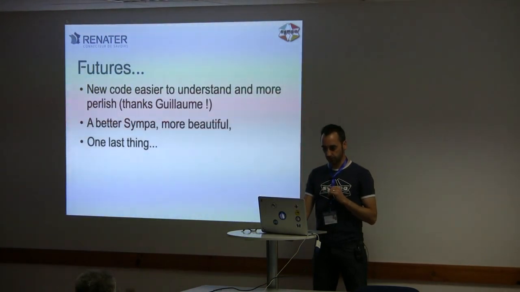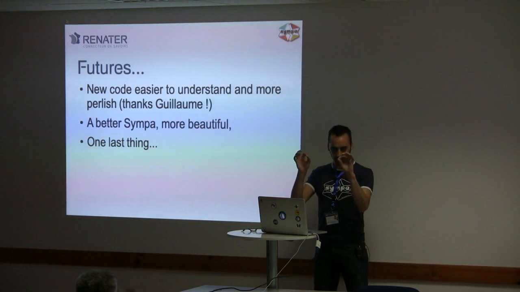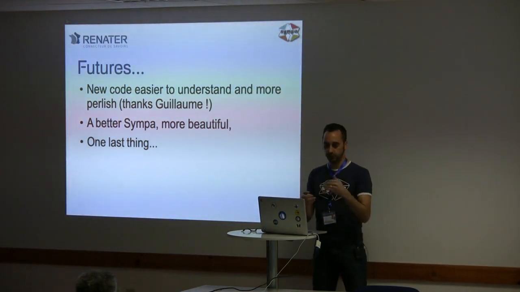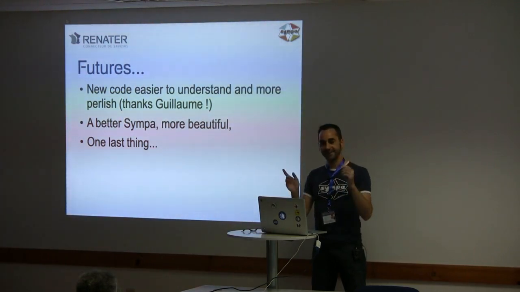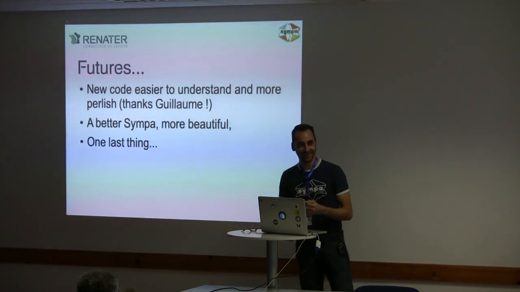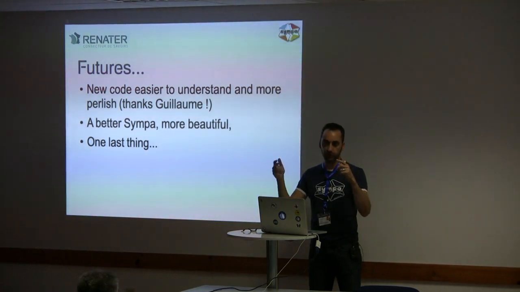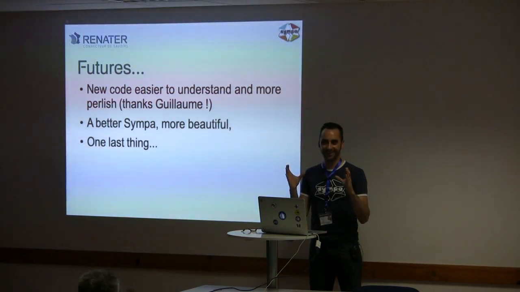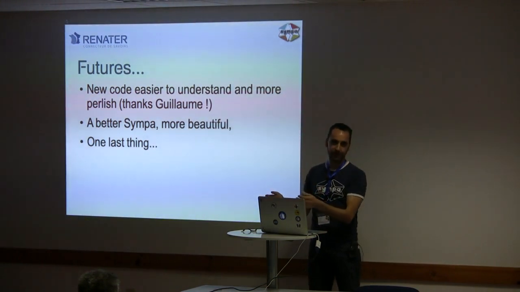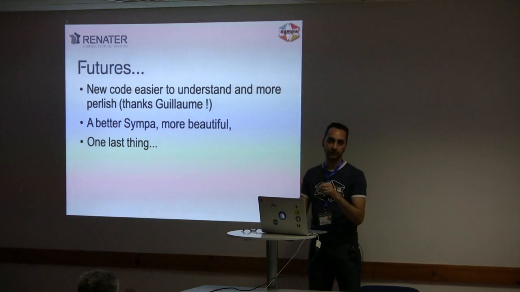So what's the future? New code, okay? Easy to understand. Thanks, Guillaume, again. We want to create a better Sympa, more beautiful, easier to use, easier to deploy. And one last thing here. Remember who said one last thing? Okay, we want to offer a free mailing list hosting service because I heard about some Mongers groups who started using Google Groups. That's bad. Very bad. And we don't care. We have an infrastructure at RENATER. Installing a new virtual host takes us 30 minutes. That's all. Just need a domain. So we can install such a server.